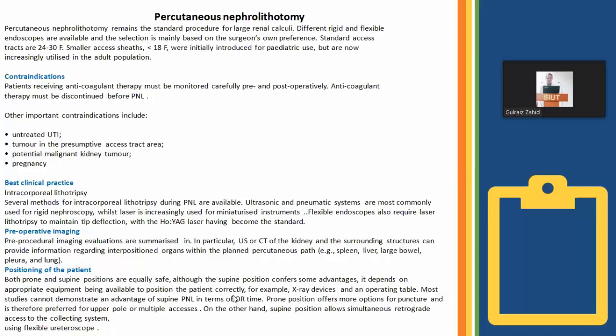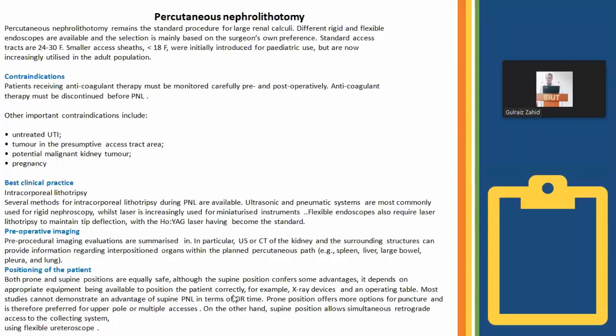Best clinical practice: intracorporeal lithotripsy. Several methods of intracorporeal lithotripsy during PNL are available. Ultrasonic and pneumatic systems are most commonly used for rigid nephroscopy, whilst laser is increasingly used for miniaturized instruments. Flexible endoscopes also require laser lithotripsy to maintain tip deflection, with the Kodiak laser having become the standard.